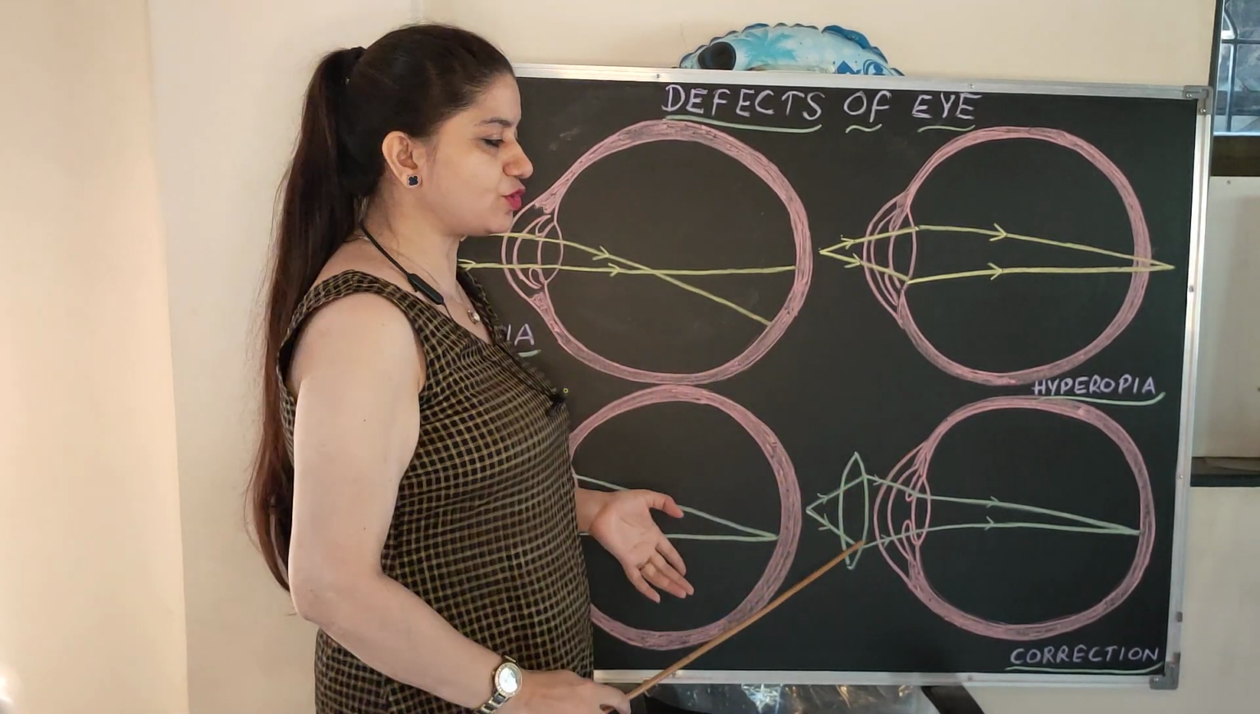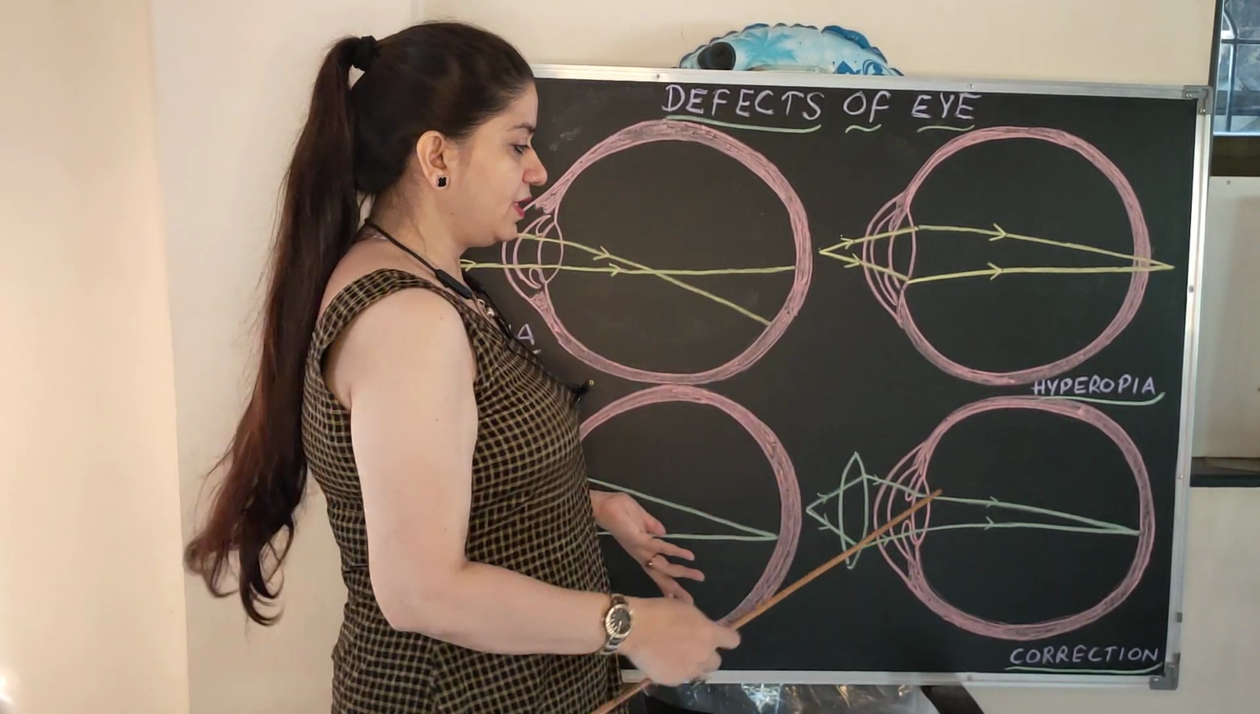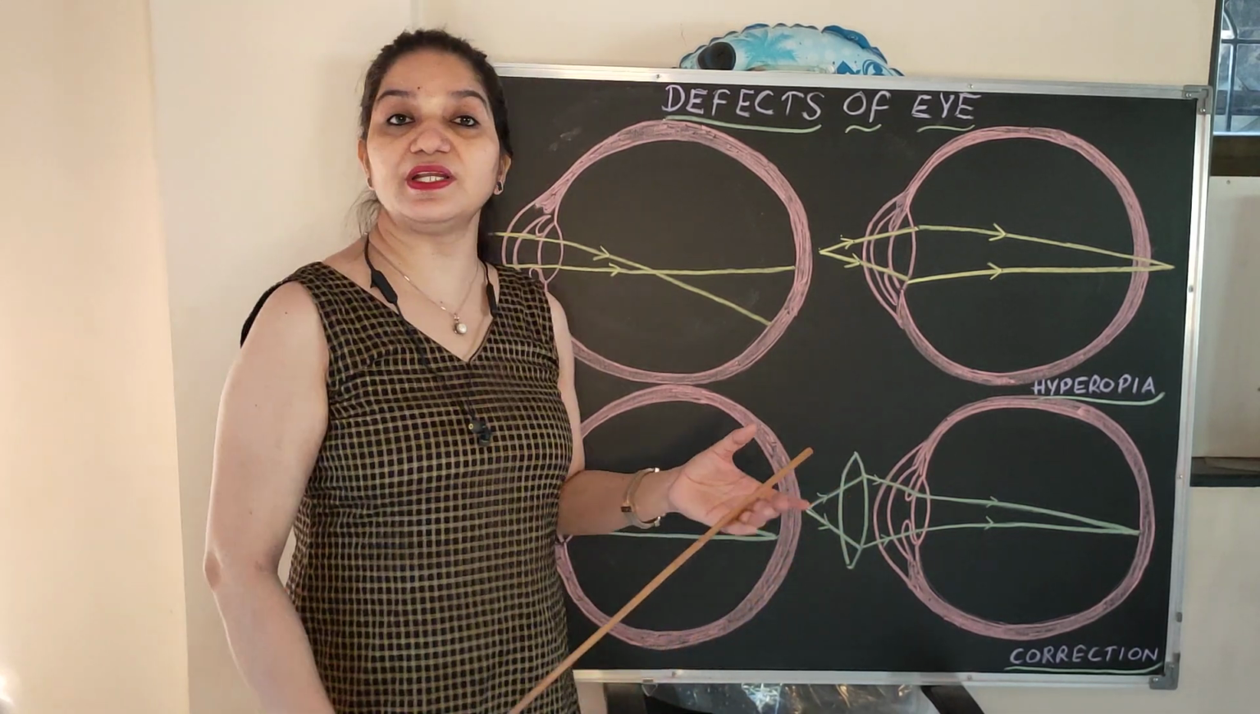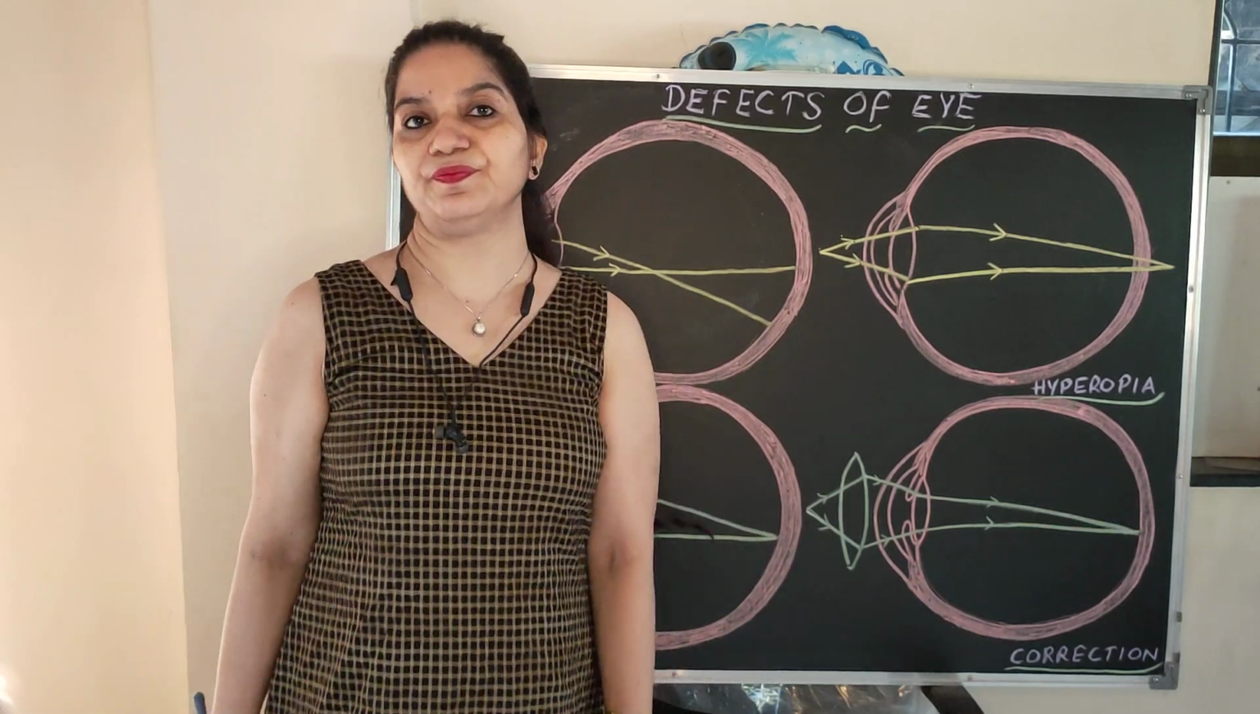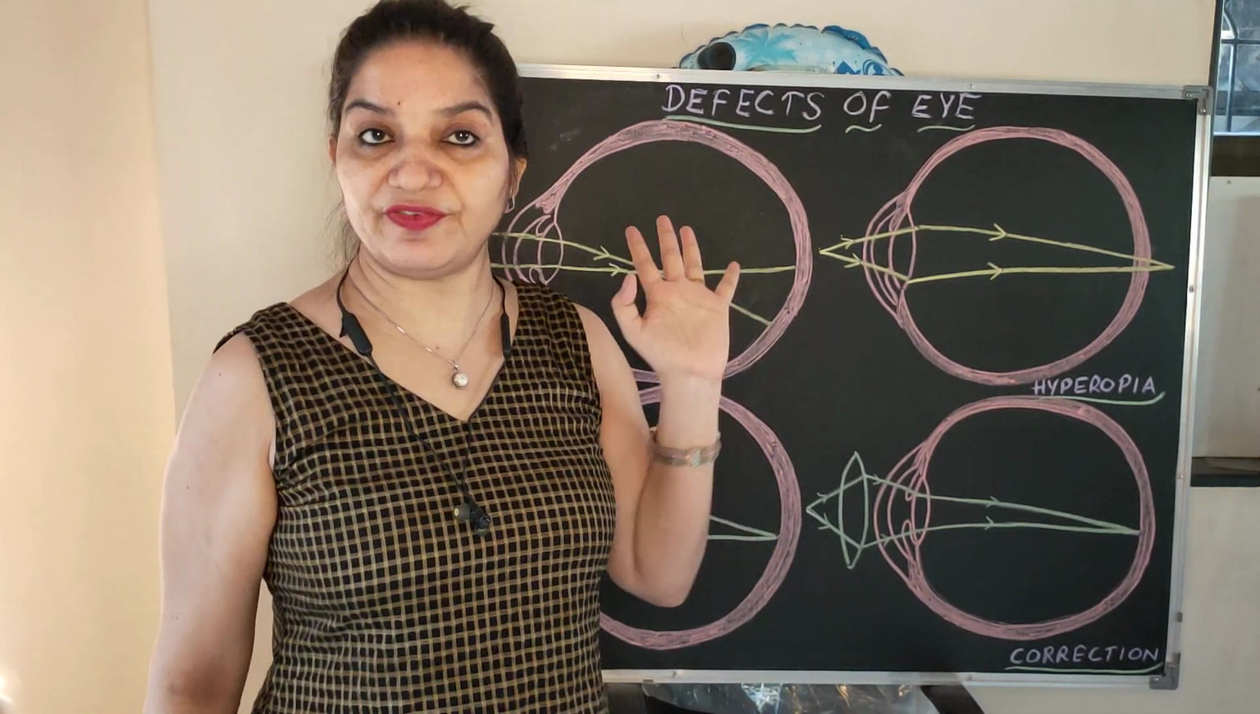And what is the corrective measure? A converging lens. So what will this converging lens do? It will converge the rays and will bring the image on the retina. So these are the two very important defects of eye.